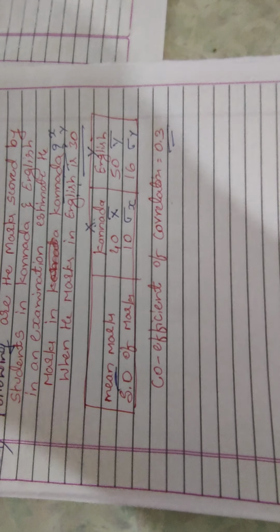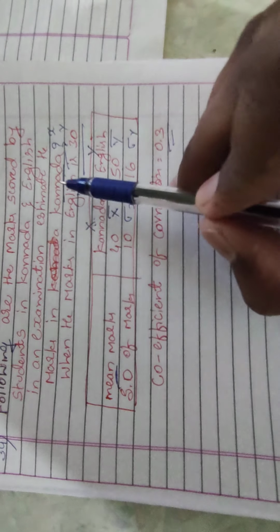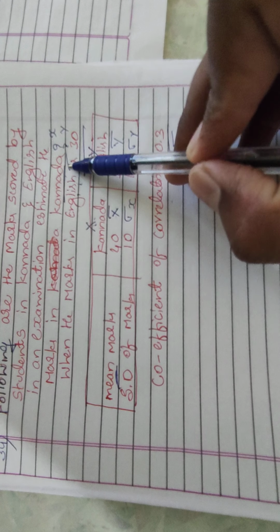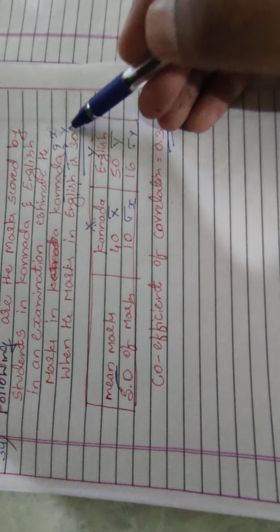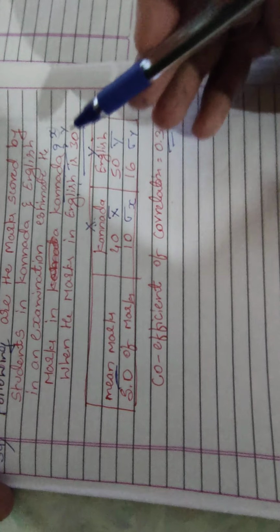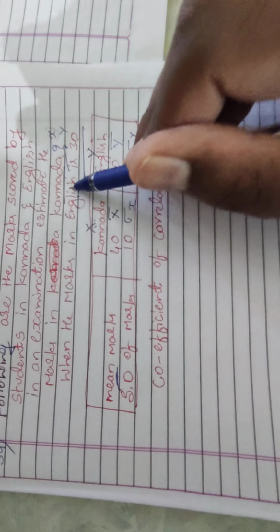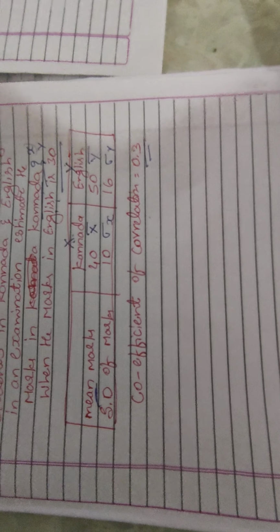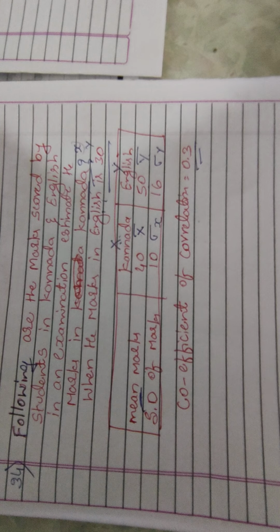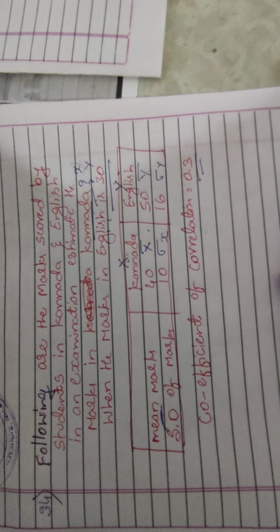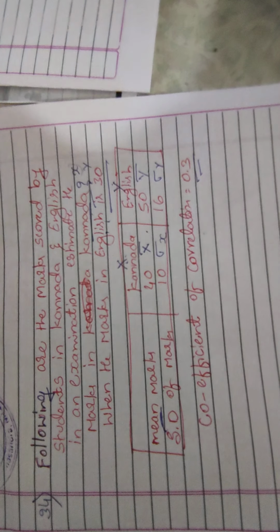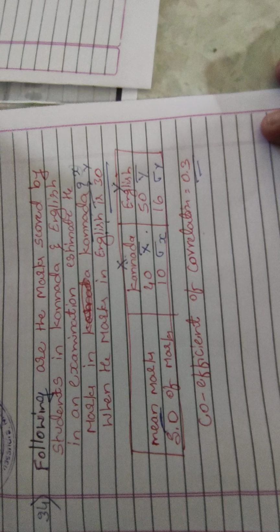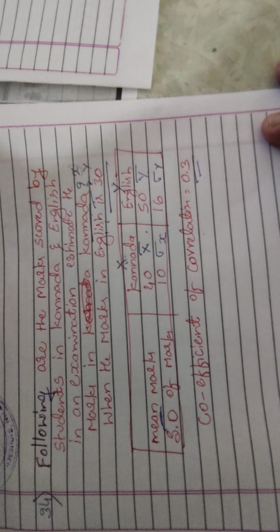Here we have to estimate the marks of Kannada. Estimating the marks of Kannada means we have to estimate the x value when the y value is 30. This is the problem. Okay, did you understand? So these are regression problems. They are very important for 5 marks, and also very important for 10 marks. Here we have to estimate the Kannada marks, and the English marks are already given, that is 30.